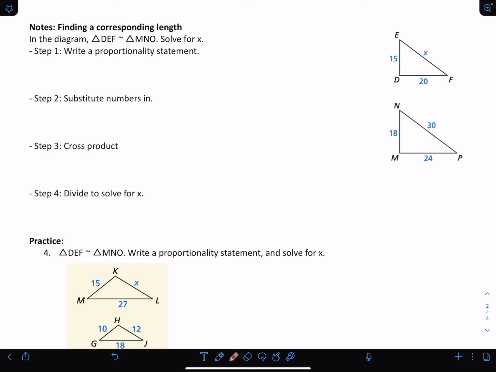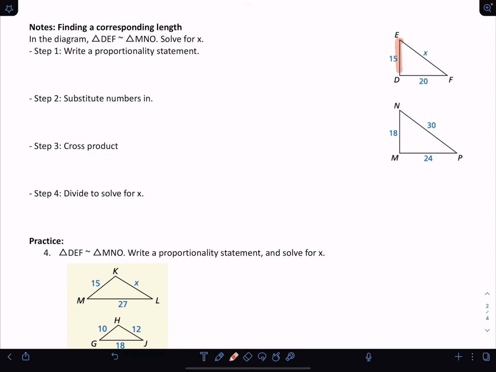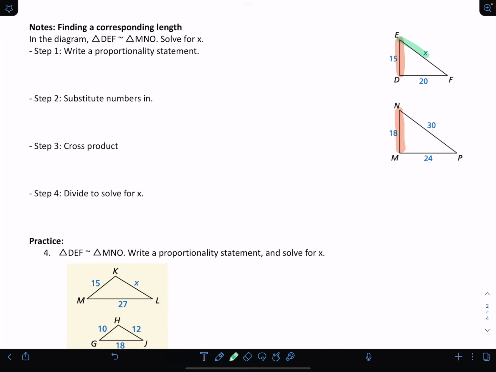So I'm going to color code again, just in case it helps you. We really only need two of the sides here. We don't need all three. So I'm going to make this 15 orange and this 18 orange. And then in green, I'll do the side with the x and the side with the 30 here. You could certainly use that bottom side, but you don't have to. You only need two of the sides to write your statement.